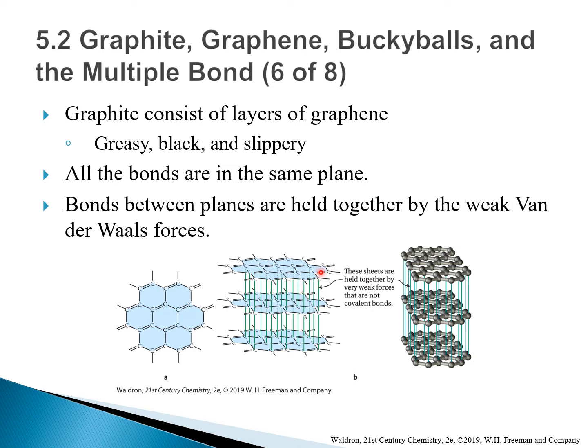All bonds in graphene are in the same plane. However, the bonds between the planes are held together by the weak van der Waals forces. That's why we can easily slice off graphene from graphite layer by layer. If the layers are held by covalent bonds, it would be impossible.